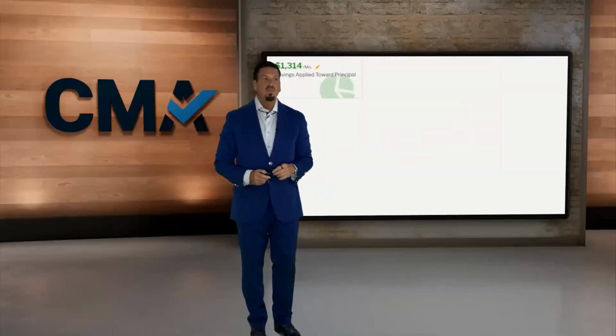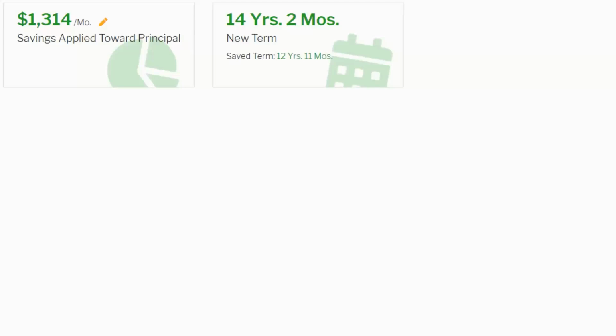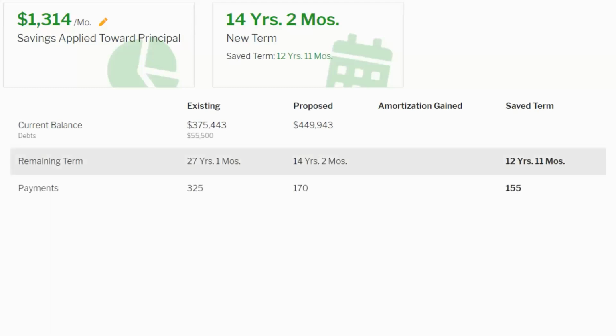So if we were to take a look at that and apply it towards principal, well, now the new mortgage term would be 14 years and 2 months. In other words, we'd save them 12 years and 11 months worth of payments. So we're going to take their current loan and their debts, roll it into a new loan. And instead of 27 years and 1 month remaining, they've got now 14 years and 2 months to save them 12 years and 11 months. Expressed a little differently in the number of payments, they owe 325 payments. You're going to cut that to 170. You're going to save them 155 payments.